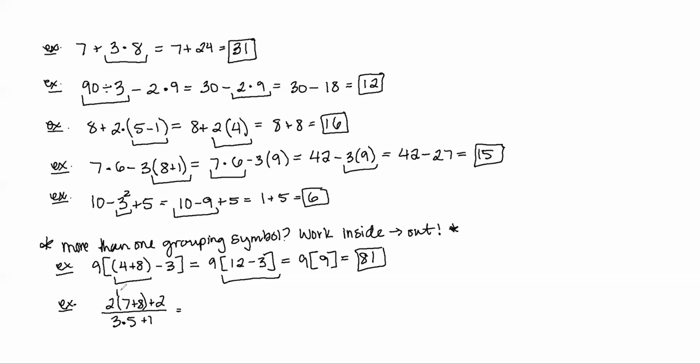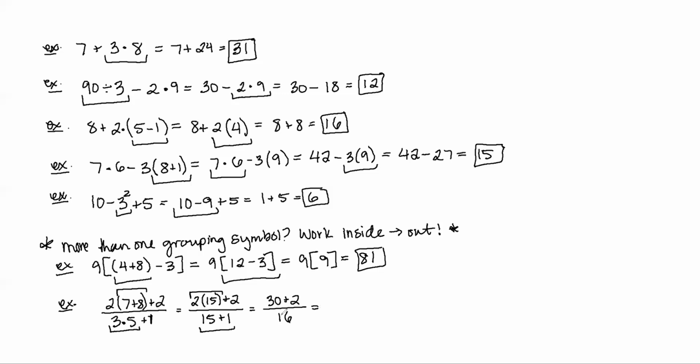First thing we want to do is simplify this group. So we're going to have 2 parentheses 15 plus 2 all over, and now we can do these at the same time even if you're working on different operations. So on the bottom, first thing we're going to do is simplify this 3 times 5. This is a 1 here. So 3 times 5 is 15 plus 1. And now back to the top, our next operation is this multiplication. So we have 30 plus 2. And if I go ahead and just simplify the bottom, 15 plus 1 is 16.